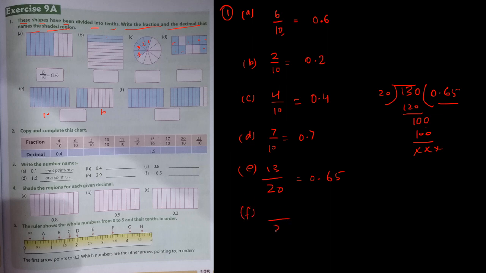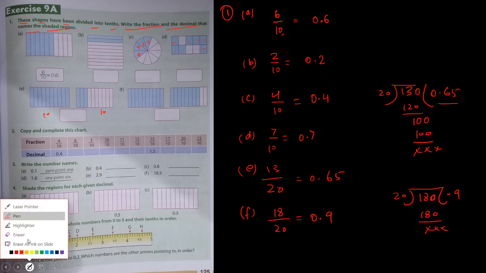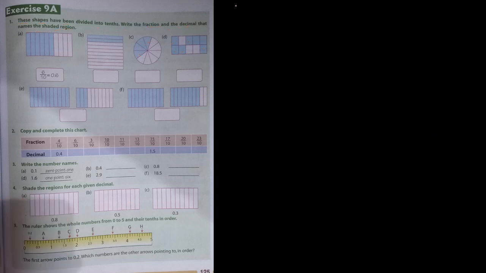Total there are 20 parts, out of them 18 are shaded. So you have to divide 18 by 20. So put a decimal, increase 0, and 2 9s are 18, 180. Fine. So the answer is 0.9. So in this way, this is the whole explanation of the part 1. Now I'm going to explain question number 2.